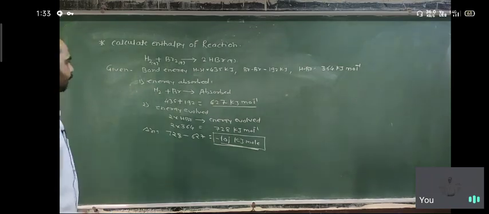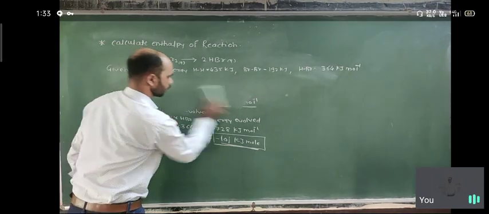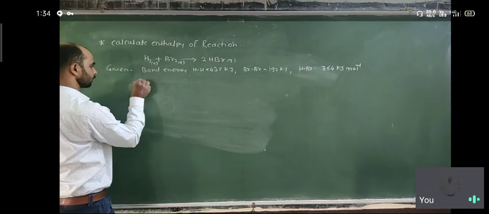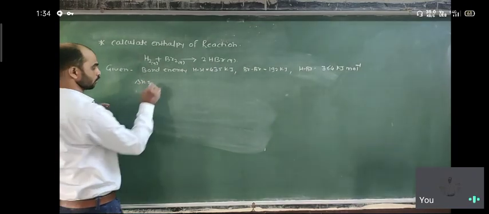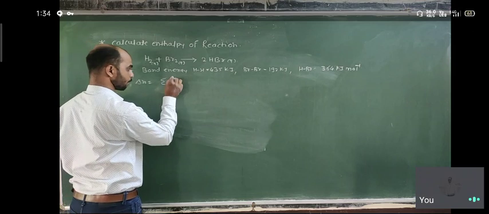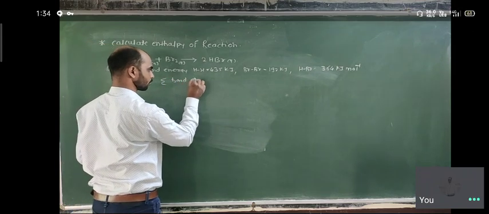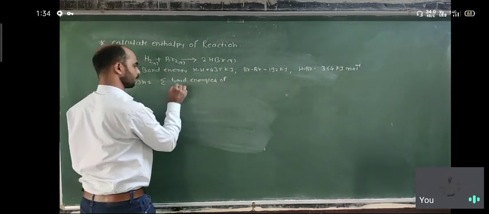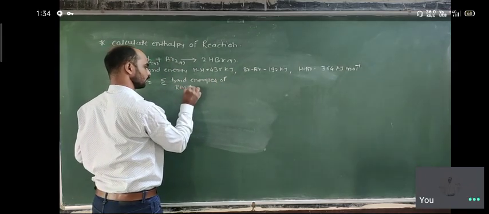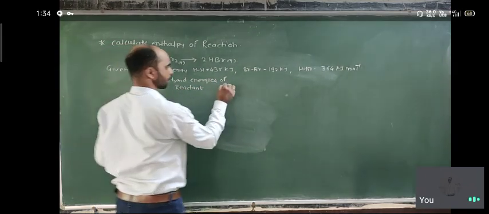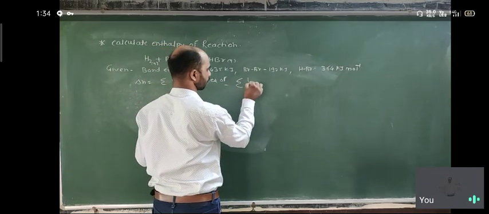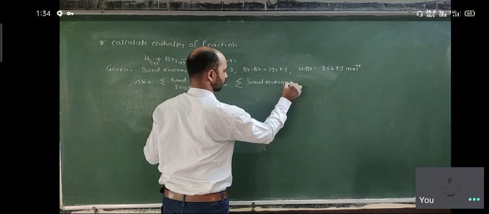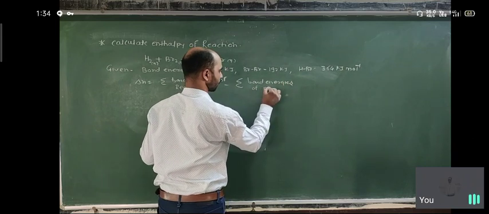Second, this is the direct method we can use. We already know what the formula is. So delta H is equal to summation of bond energies of reactant minus summation of bond energies of product.